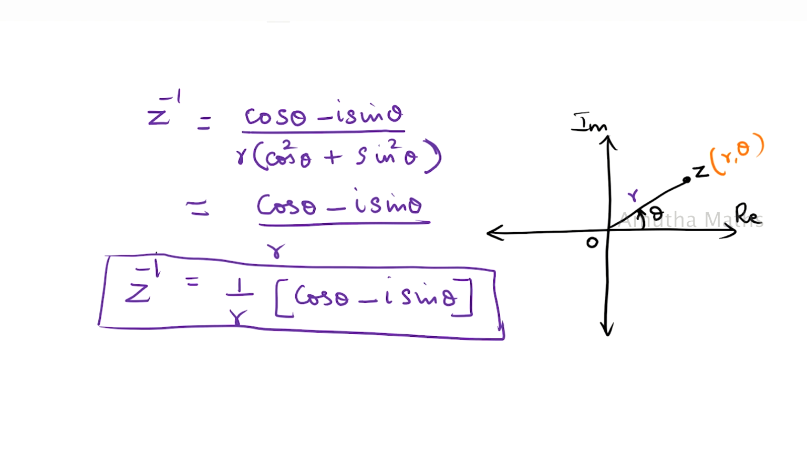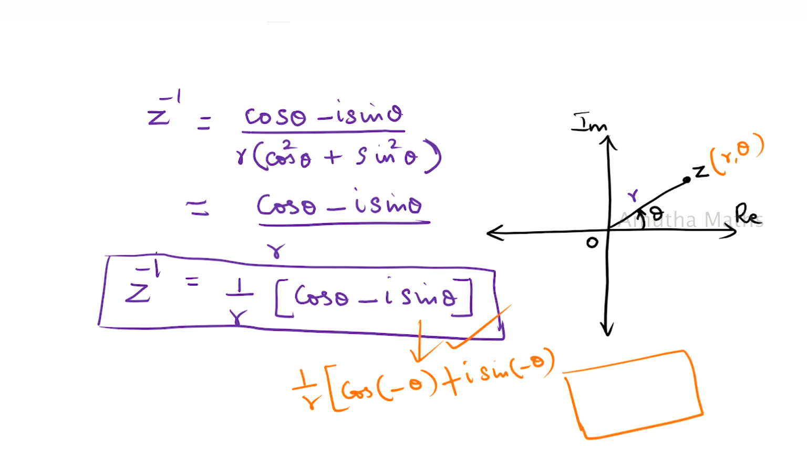Now where will be z inverse? Now you look at this, z inverse is actually 1 by r into cos of minus theta plus i into sin of minus theta. Can I write this one like this way? இதை இப்படி எழுதலாமா? Cos of minus theta. We have already studied in the 11th standard. என்ன தெரியும்? Cos of minus theta is cos theta and sin of minus theta is minus sin theta. நமக்கு ஏற்கனவே தெரியும்.